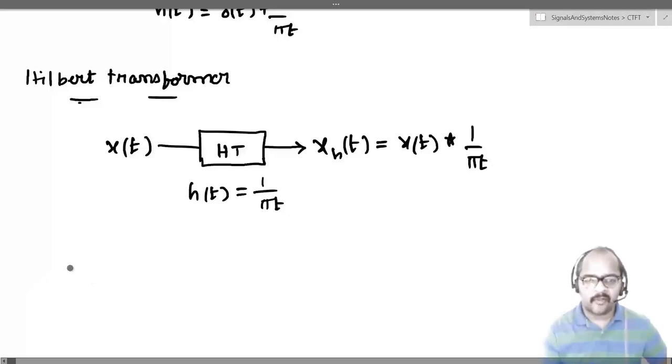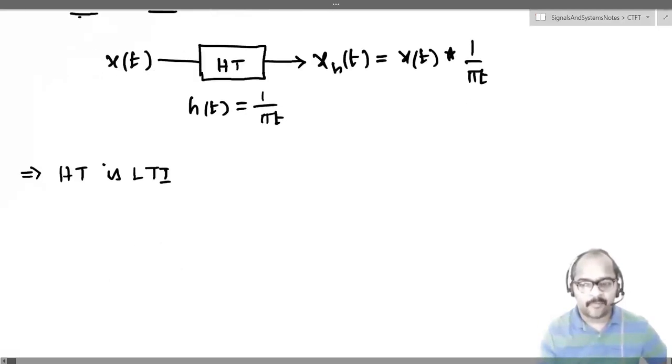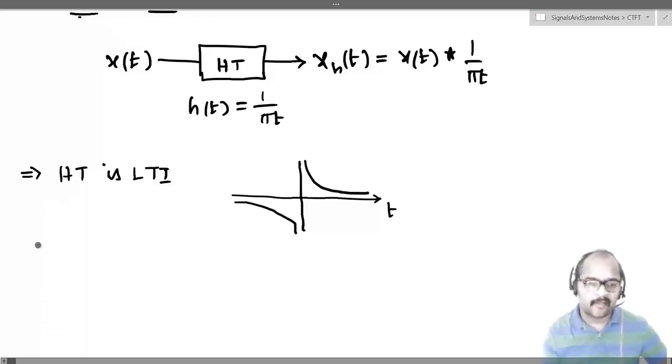Because convolution is involved, this implies what? The Hilbert transformer is linear and time invariant. But is it a causal system? No. Why? What is the property of a causal system here? Let us plot the h of t here. So how does the plot look? For negative time, the plot looks like this. For positive time, the plot looks like this.